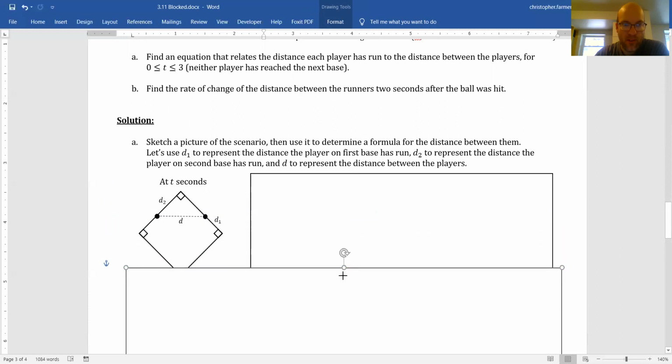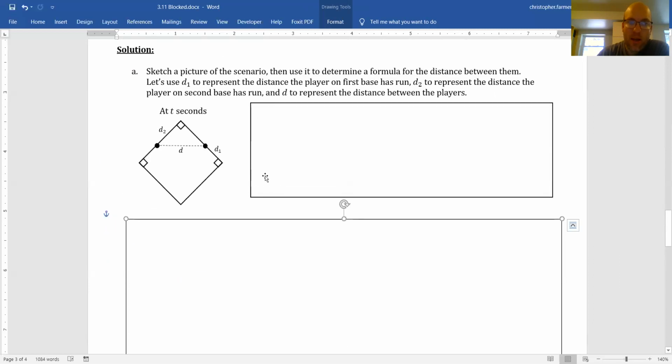Okay, so just to show you that picture real quick. But here's your baseball diamond. I didn't bother to try to put in home plate with this weird shape, but there's the distance player 1 has run after a certain number of seconds. And keep in mind, this is not at any specific time.